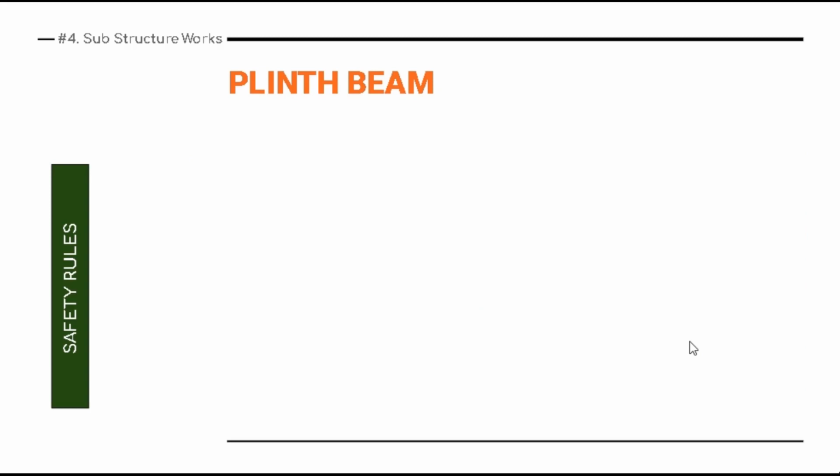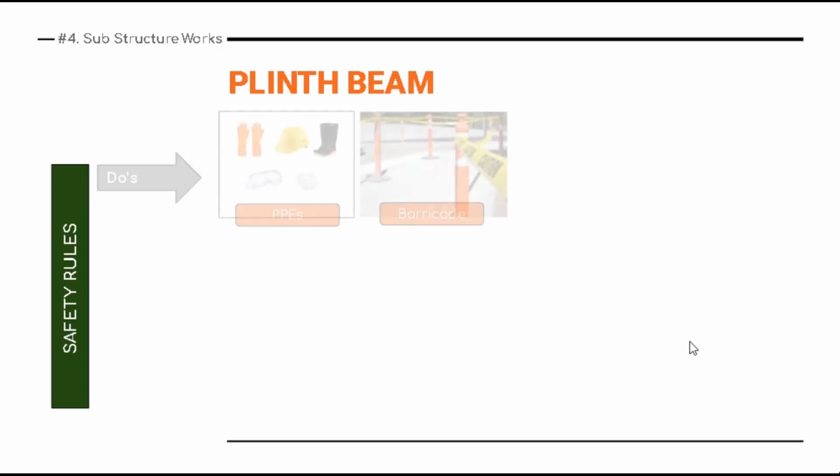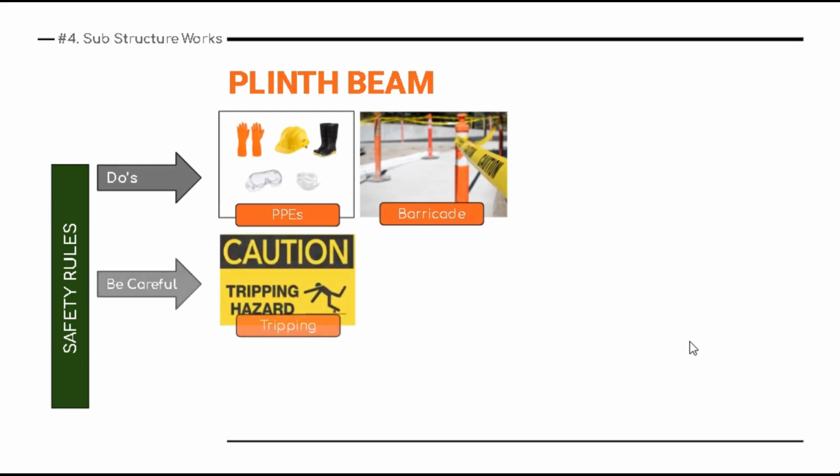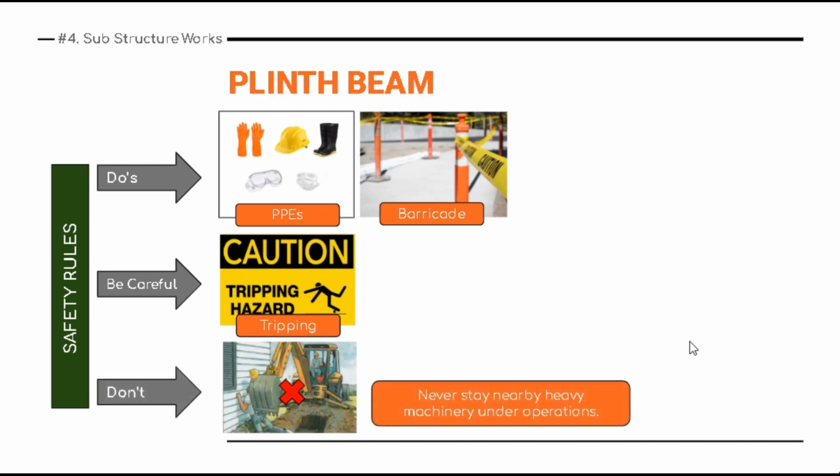Okay, so what are the safety rules that you need to check out? Number 1, you must have PPE, barricade the area. Then be careful about tripping hazards. Then again, stay away from heavy machineries if in use.